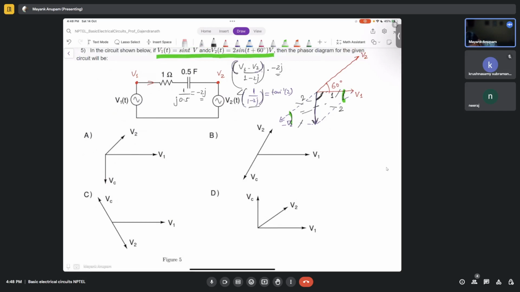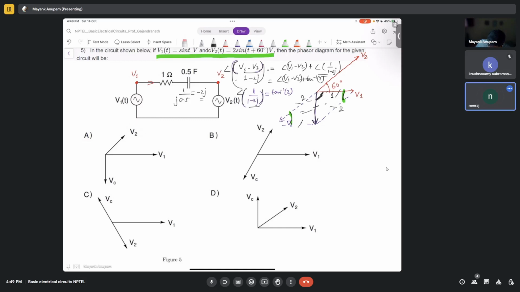What will be the overall angle of this? If you ignore this minus 2j here, what will be the overall angle? This will be angle of V1 minus V2 minus angle of 1 minus 2j. Sorry, 1 over 1 minus 2j, right? And what is the angle of 1 minus 2j? Tan inverse 2. Sorry, plus. So that is why I'm saying it will add. Tan inverse of 2 will add with this quantity, right?